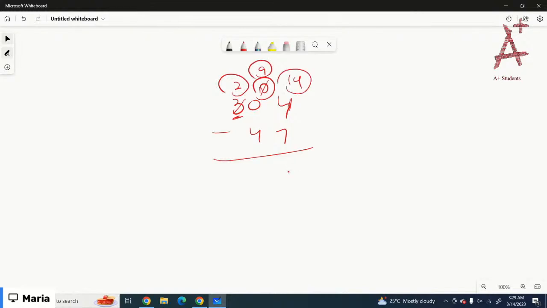Got it? So 14 take away 7 is 7. Got it? 9 take away 4 is 5, and here you have 2. That means 304 minus 47 makes 257. Got it? So it makes 257.